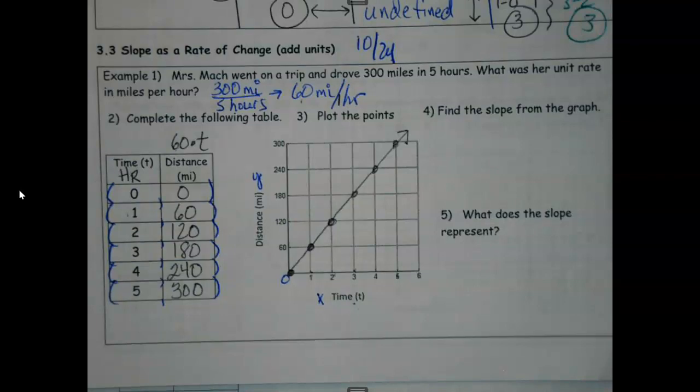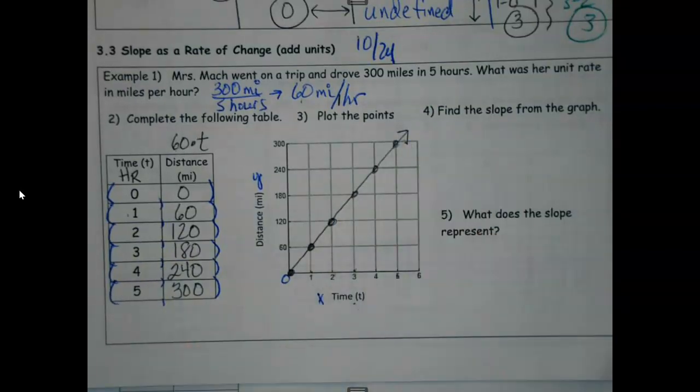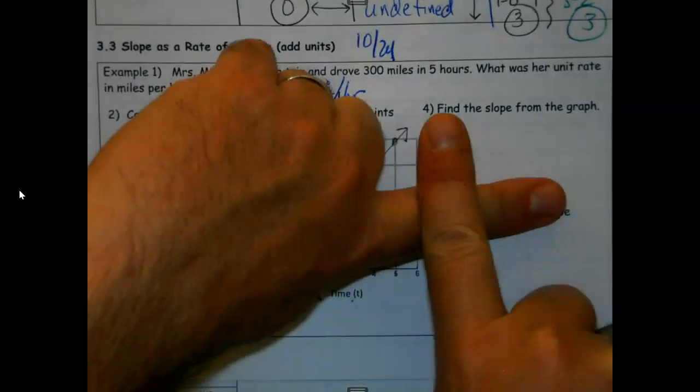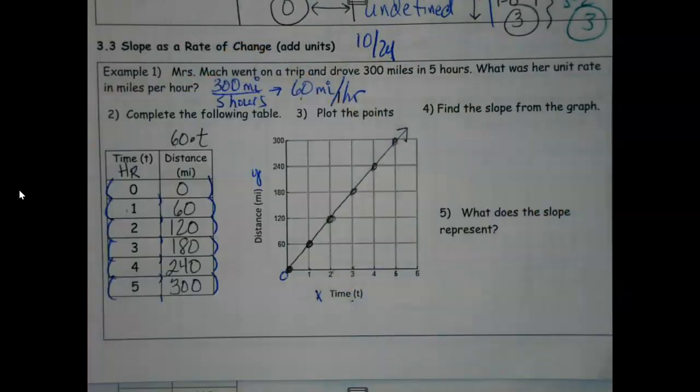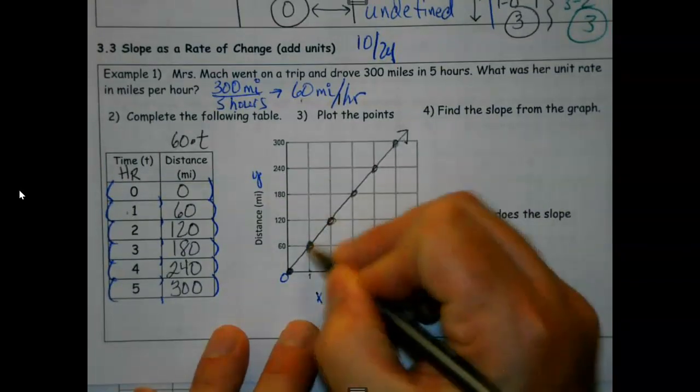But here's the part that I'm hoping is going to make a connection for you and let you see how these things actually go together. Okay, find the slope from the graph. We said yesterday, I can use any 2 points that are going through intersections. Well, every single point that I have on here is going through one of those crisscrosses. So let's just pick a couple here. Let's say we use these two.